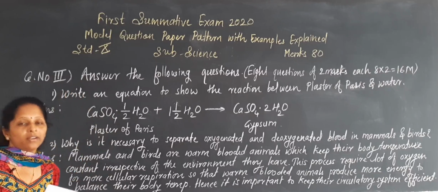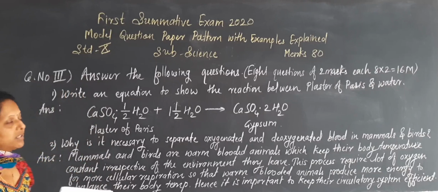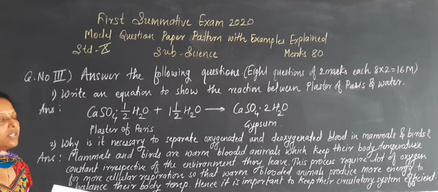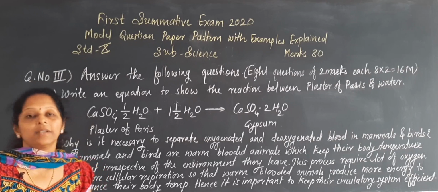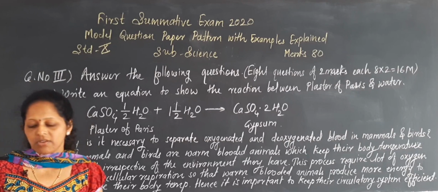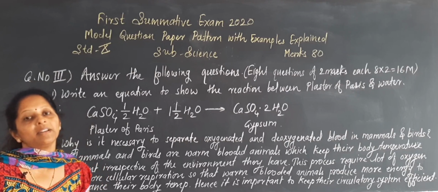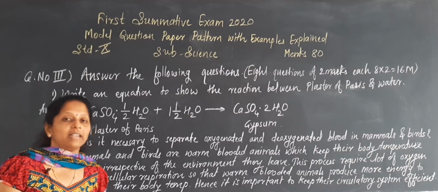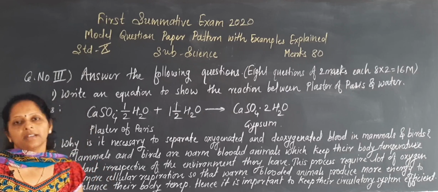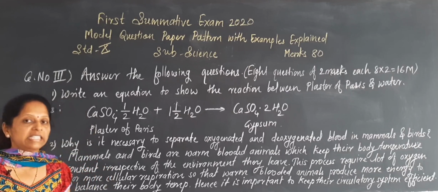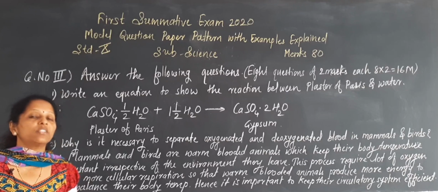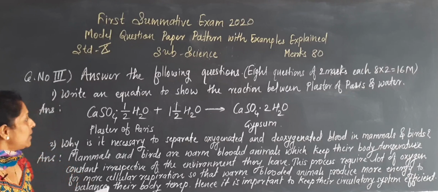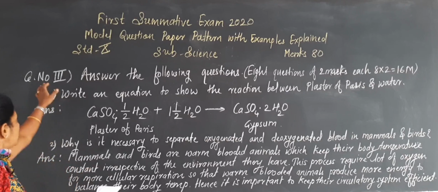Today we are going to see the first summative exam 2020. In that, as we already saw the first and second main questions: main question first is the objective type, with 8 questions of 1 mark each, so a total of 8 marks. The second question also has 8 questions of 1 mark each, answered in 1 word or 1 sentence. Now the next question is question number 3.